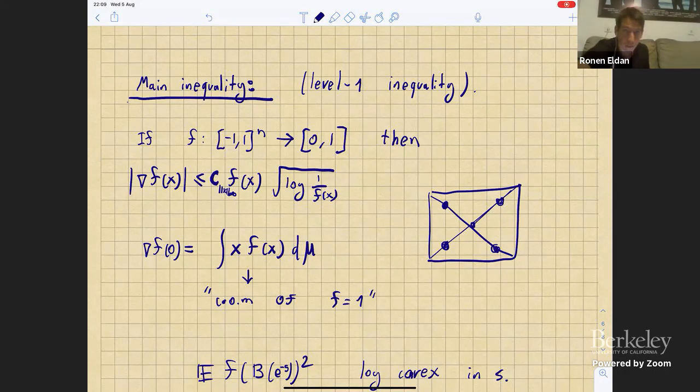Can you define a Martingale? Yeah, I mean, you can.